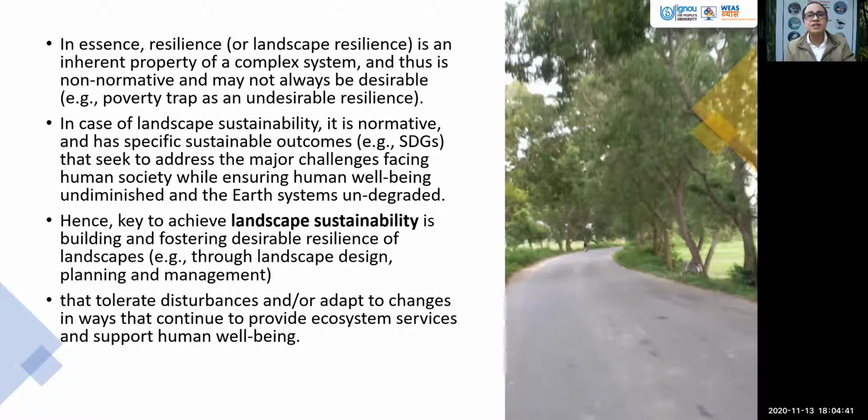In the same way, landscape sustainability is normative and has specific sustainable outcomes. For example, in SDGs, it seeks to address the major challenges facing human society while ensuring human well-being is undiminished and the earth system undegraded. Hence, the key to achieving landscape sustainability is building and fostering desirable resilience of landscape through landscape design, planning, and management that tolerate disturbance or adapt to change in ways that continue to provide ecosystem services and support human well-being.